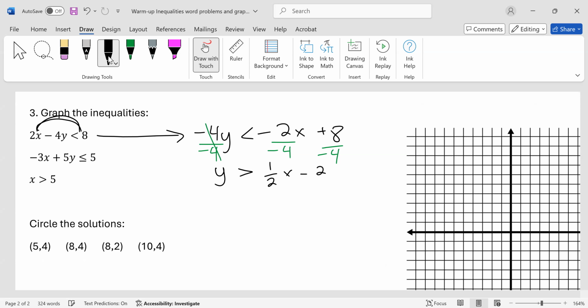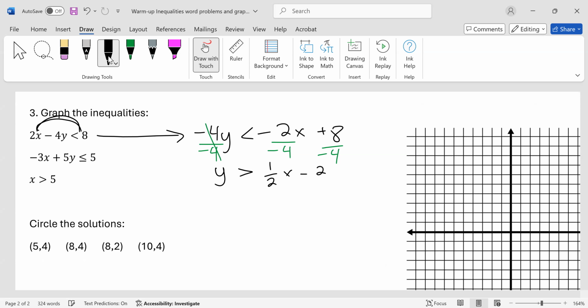Your next one, move this negative 3x to the other side. So you'll get 5y less than or equal to a positive 3x plus 5. Now you divide everything by 5. So y is less than or equal to 3/5 x plus 1. I'll go ahead and graph it in green. This is your next one. Go ahead and graph it.